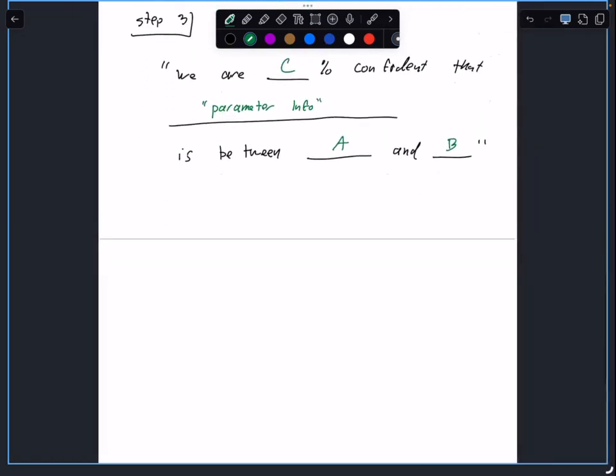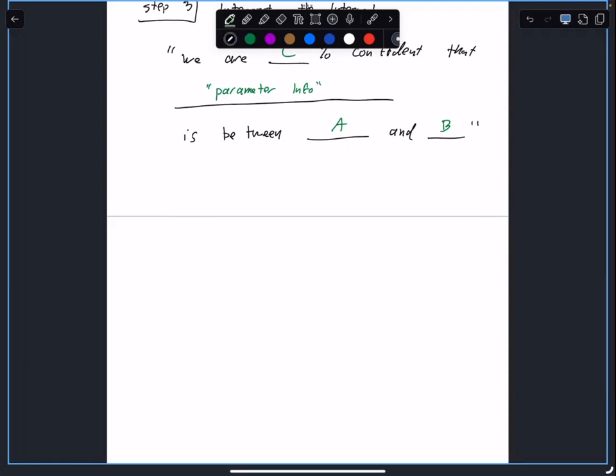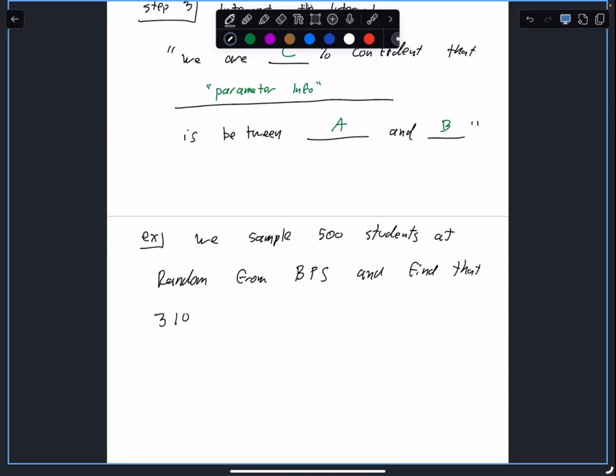So let's do an example. All right, so here's our example. We sample 500 students at random from BPS, from Boston Public Schools, and find that 310 skipped at least one class last week.